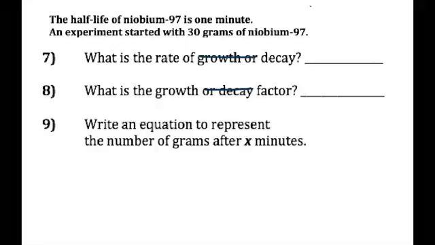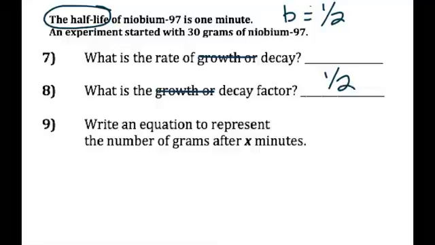So right here, we know that we have a half-life. And remember that we always said that if we have half-life, B would always equal 1/2. And B is our growth factor. Oh, I am just sorry on that one. I should have crossed out growth and not decay. Okay, so we have that our decay factor is 1/2. And remember, how do I get that for my rate of decay? Remember, that's 1 minus R, which is 1/2. So our rate of decay is also 1/2 in this case.